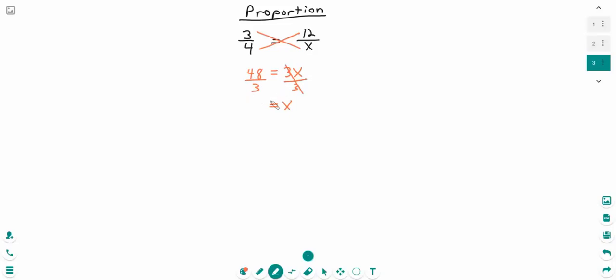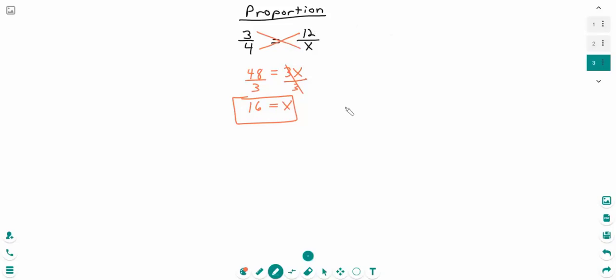48 divided by 3 is what? 16. All right, so x is equal to 16. And notice that's what I erased up here. This was a 16 before. All right, so the moral of the story here is that when we set up ratios on either side of an equal sign, we can solve them by cross multiplying.